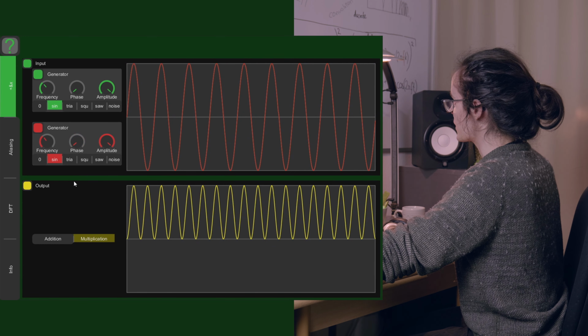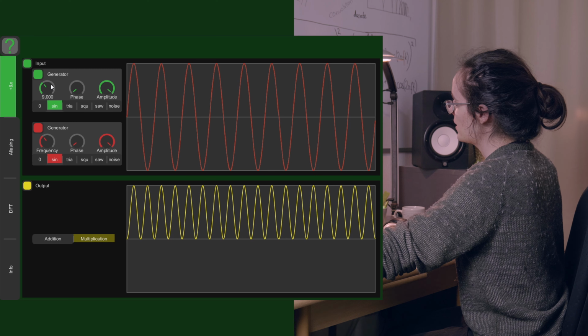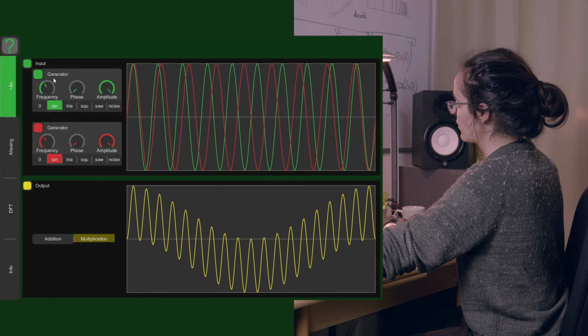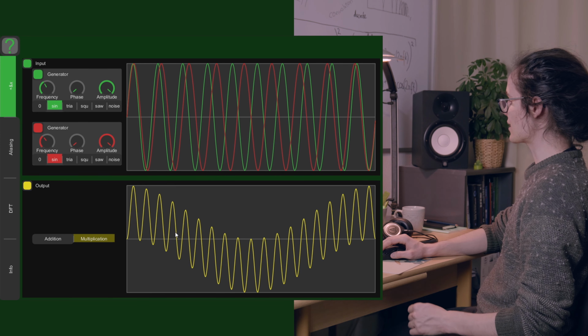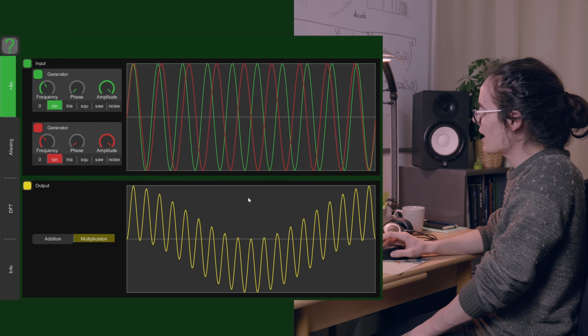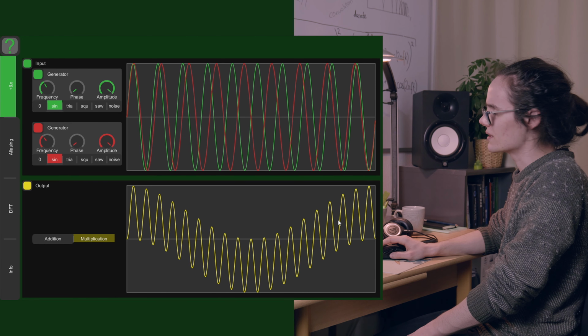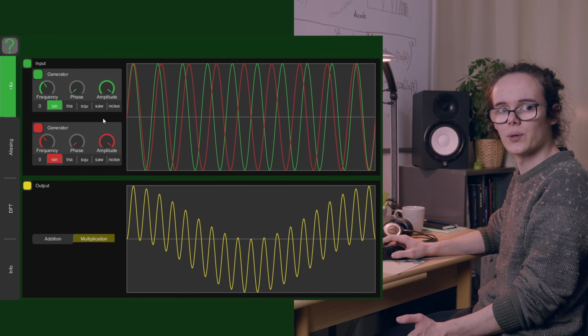Okay. But what happens if we shift the frequencies apart slightly? Maybe 10. A frequency of 10 for the green generator and a frequency of 9 for the red generator. Suddenly we get this type of thing. Looks a little bit funky, right? Why do we have this lower frequency when we only had 2 high frequencies as inputs?